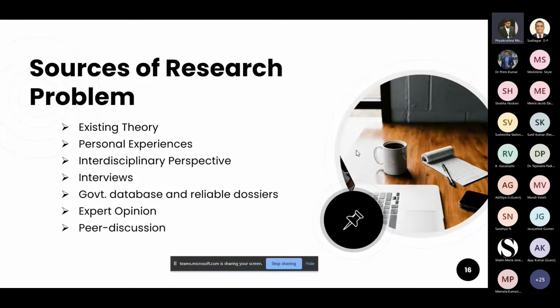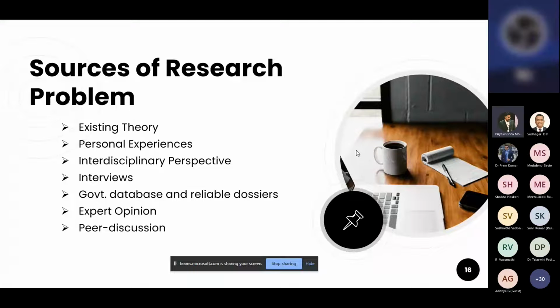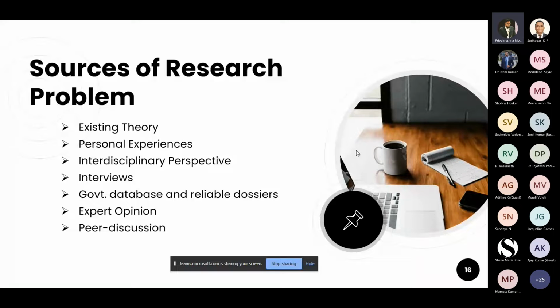So I click a picture of this problem in Nandi Hills, and I start doing research and writing on a particular aspect of over tourism. Let's say traffic management of over tourism. Or somebody can do research in infrastructural development: how should infrastructure be developed so that the problem of over tourism can be solved? So it should be based on personal experiences, and that is what we call an empirical study. The word empirical comes from empirics, and empirics is nothing but your personal experiences, right?